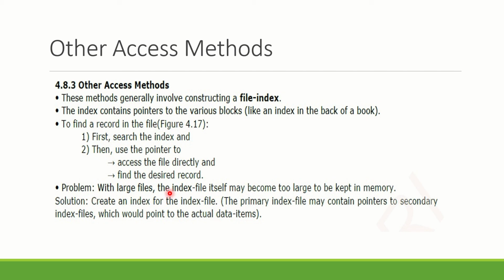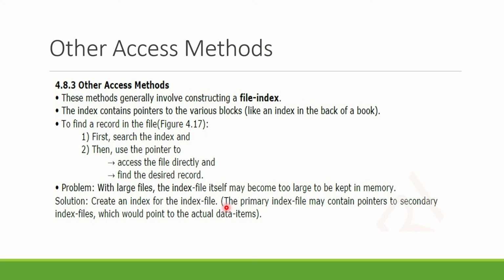The problem with this method is that in the case of large files, the index file becomes too large. From that index file, it is very difficult to find a particular file pointer and access that record, because the file is too large and so many comparisons are needed to find a particular index and its corresponding file pointer. So the solution is to create an index for the index file. It is like two indexes.